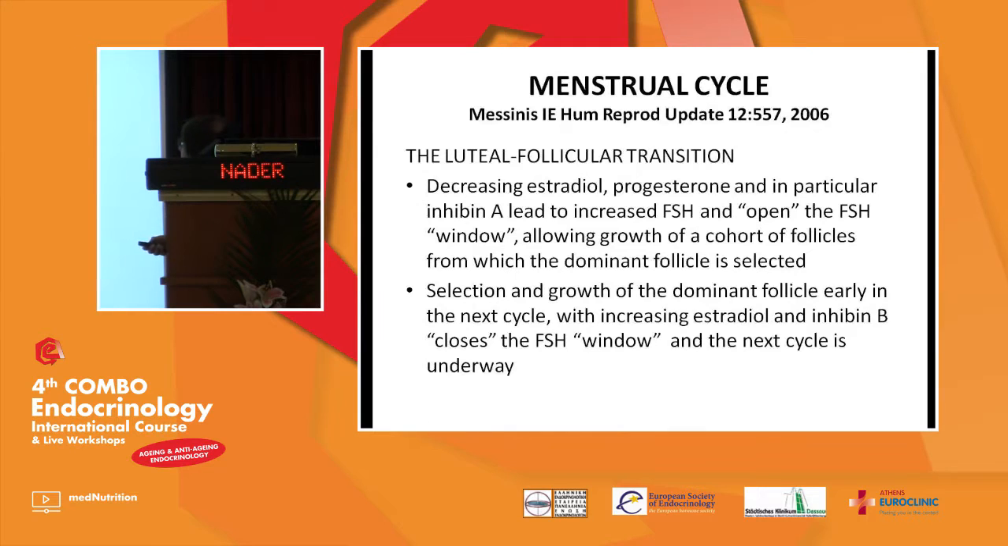And this was very well written up by Dr. Messinas in Greece. In the luteal-follicular transition, decreasing estradiol, progesterone, and in particular inhibin A lead to increased FSH and open the FSH window, allowing the growth of a cohort of follicles from which the dominant follicle is selected. And once you've selected the dominant follicle, that cycle is underway. Forget about everything else. The events of the cycle will take over and become the dominant feature of the time.